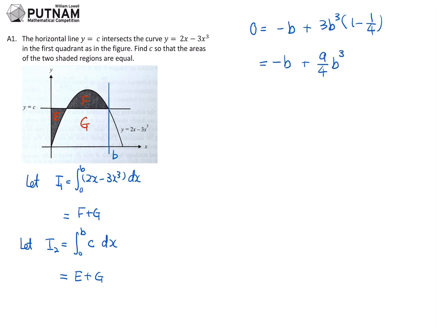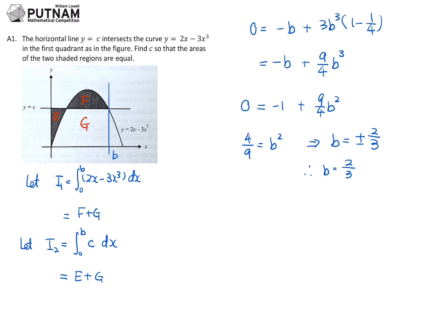We can now cancel a copy of b, so we're left with 0 equals minus 1 plus 9/4 times b squared. Moving the minus 1 to the other side and multiplying both sides by 4 ninths, we have b squared equals 4 divided by 9, which implies b equals plus or minus 2/3. But we're working in the first quadrant, so we know that b must be positive 2/3.